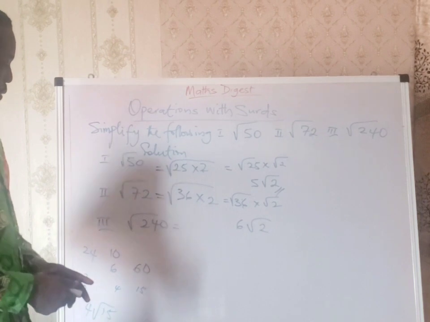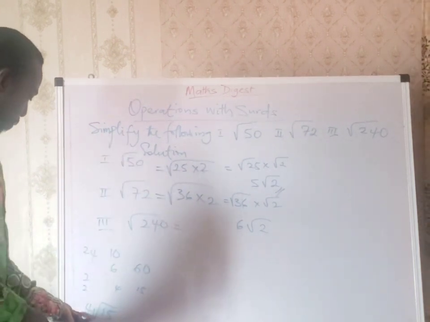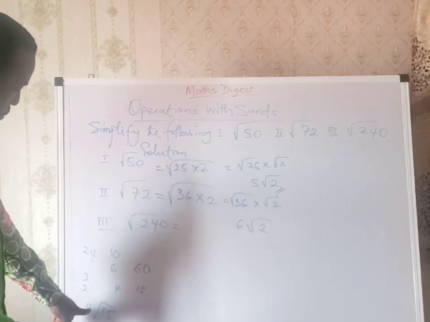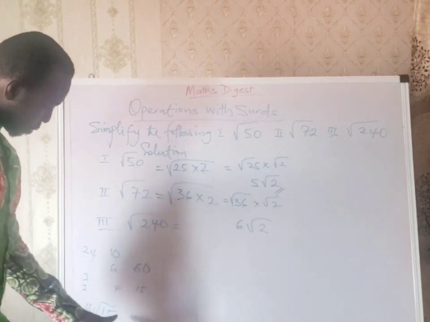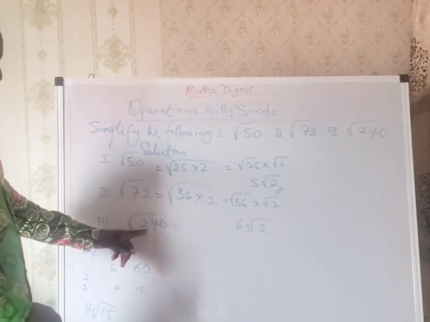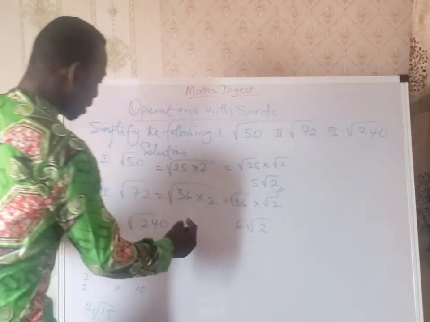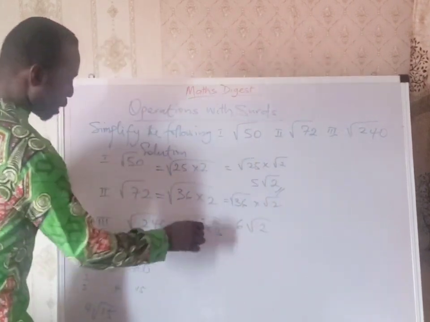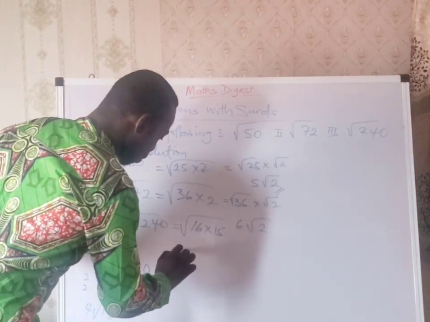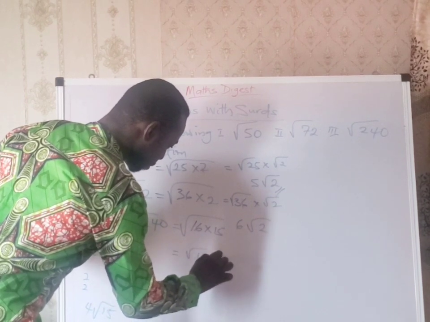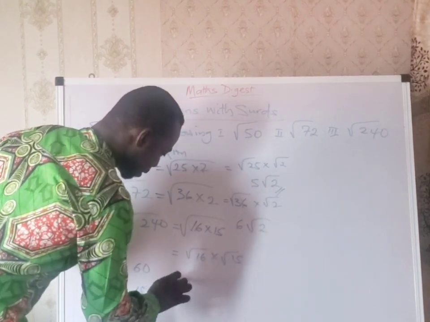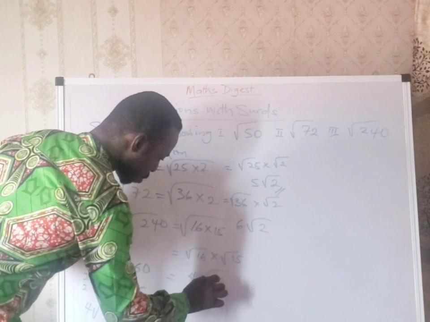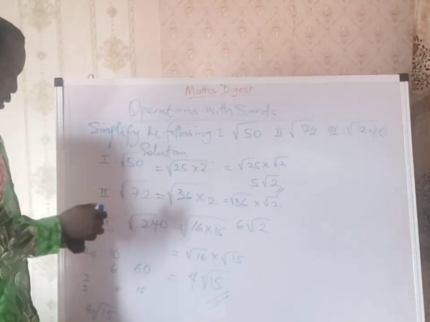Root 15 is now in its basic form. So what that means is that if I want to take this 4 inside, I'll just say 4 times what? 4 times 4, which is 16. That means that 16 times 15 would have given me this figure. You can equally say root 16 times root 15. Root 16 is what? 4. So 4 root 15. This is the answer, okay?